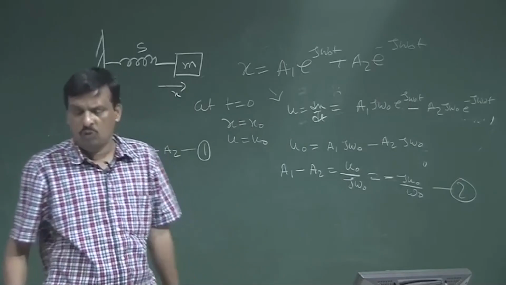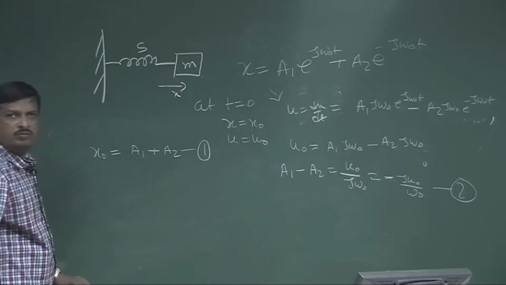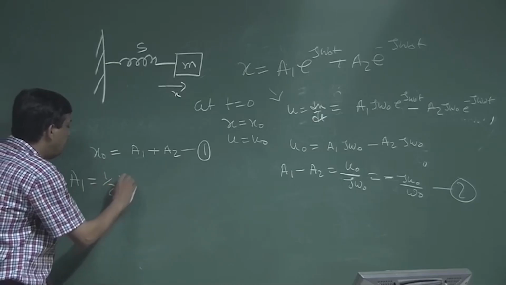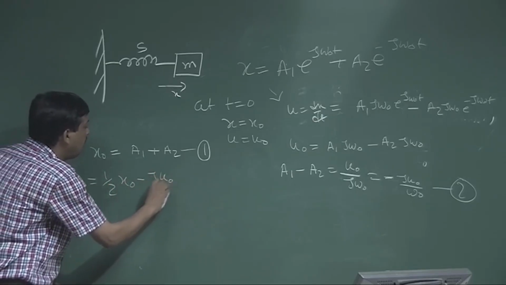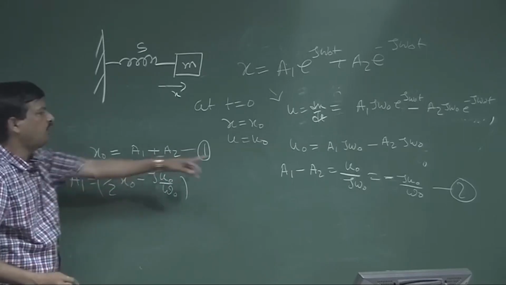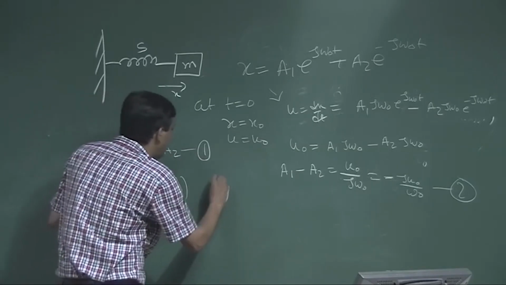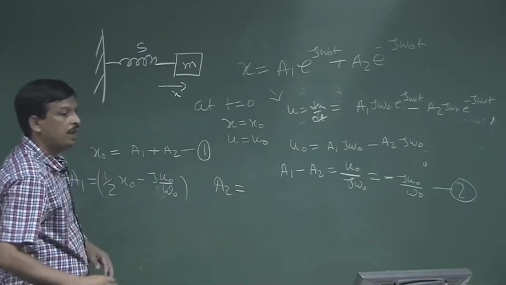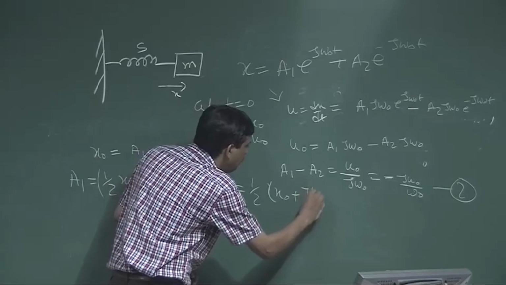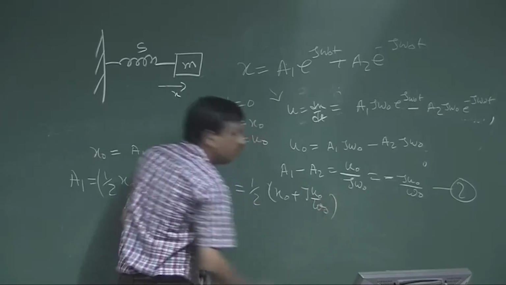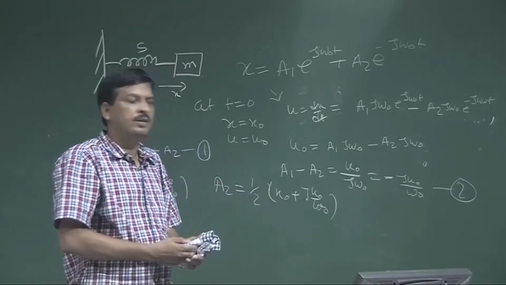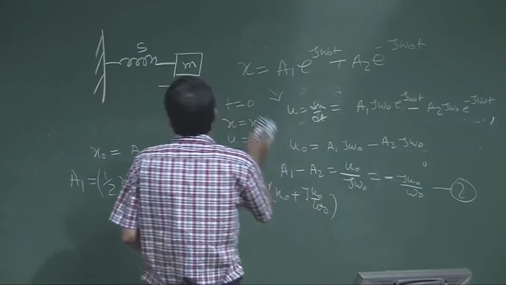Now, using equations 1 and 2, I can find out the values of a1 and a2. So, what is the value of a1? a1 will be half of x0 minus j u0 by omega 0. Just substitution. And a2 will be half of x0 plus j u0 by omega 0. So, I got the values of a1 and a2. If I put the values of a1 and a2, I should get the solution.